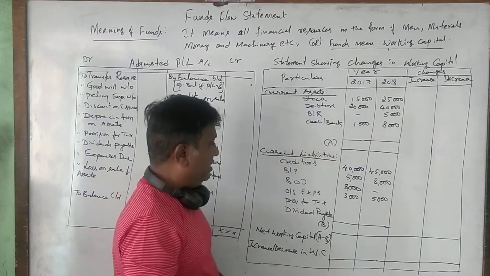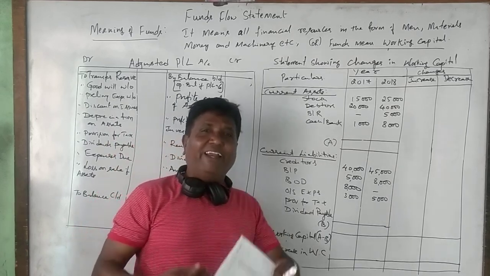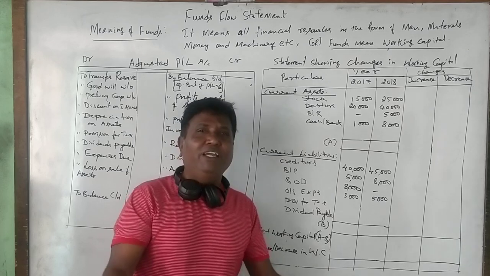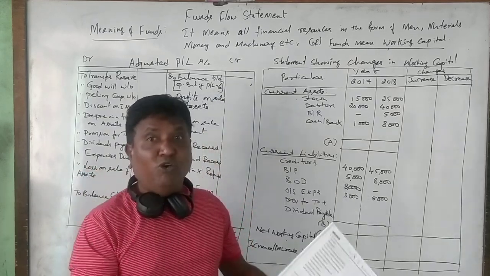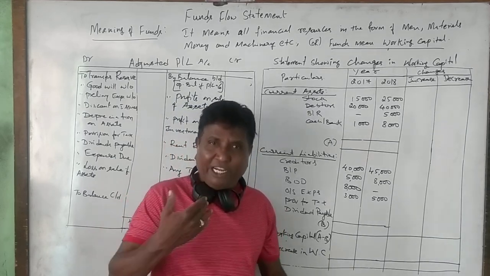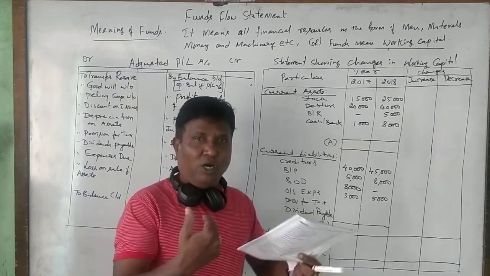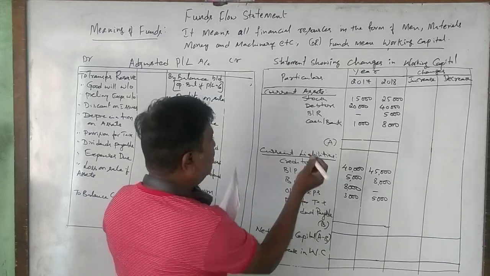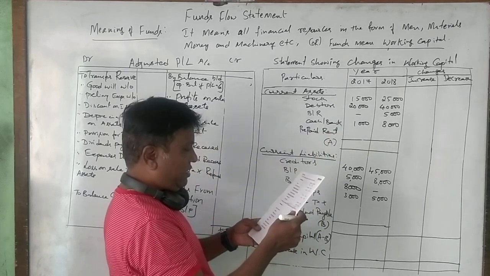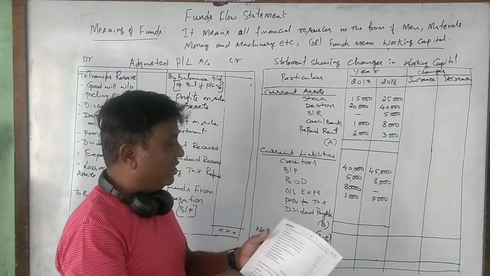Now, prepaid rent. I told you, prepaid rent. When you pay rent in advance and you want to vacate that house, you will get that rent back. It is an asset for you. It's something you pay in advance for a house or a shop you are taking on rent. At the time of vacating, you will get back your deposit or the rent amount which you paid in advance. So definitely it is an asset, whatever you are going to get. So I will write it here as a point: prepaid rent, 2,000 in 2017, 3,000 in 2018. That's all the information given.